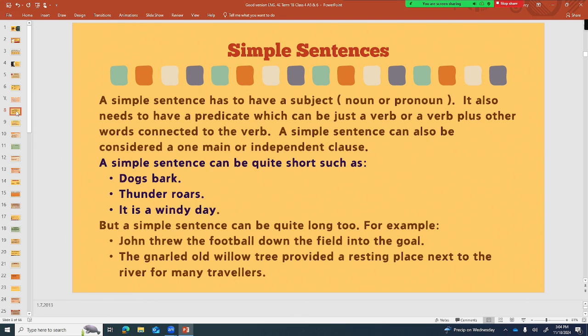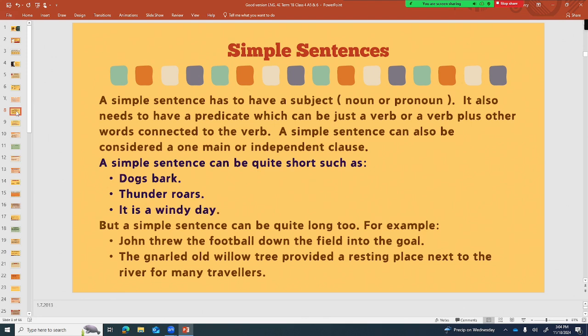Alright, so simple sentences. A simple sentence has to have a subject. The subject is a noun or a pronoun. It also needs to have a predicate, which can be just a verb all by itself, or a verb plus other words connected to the verb.